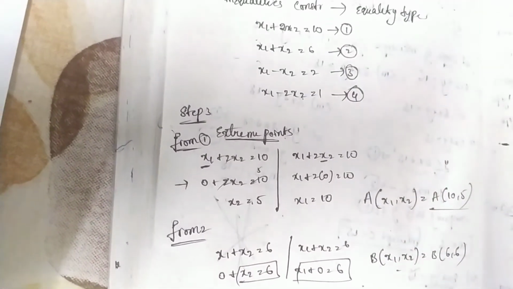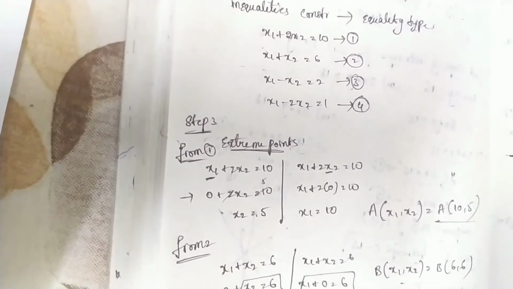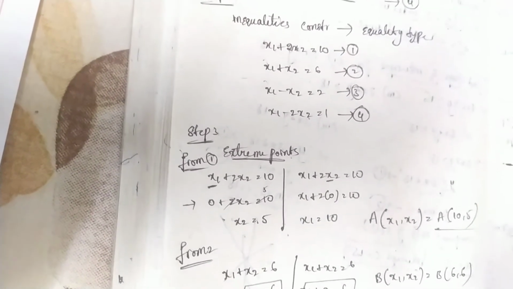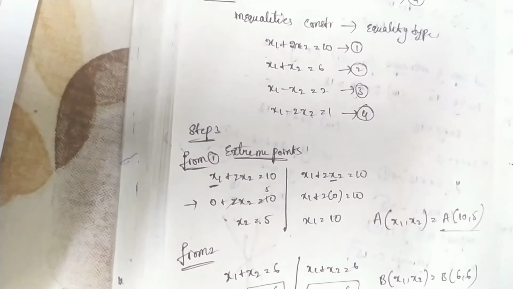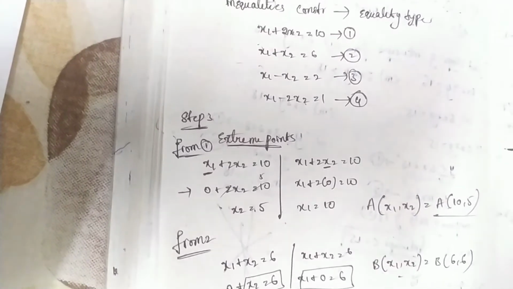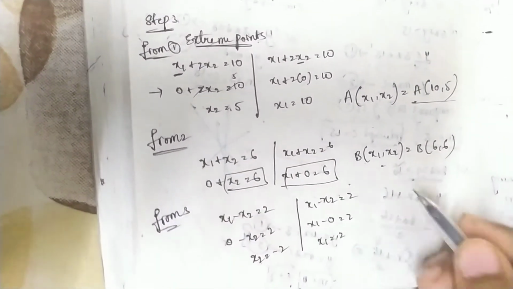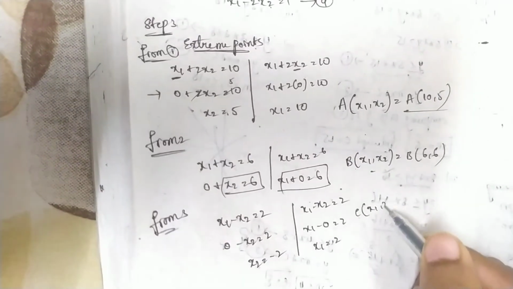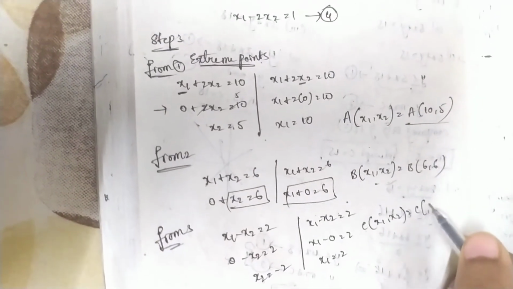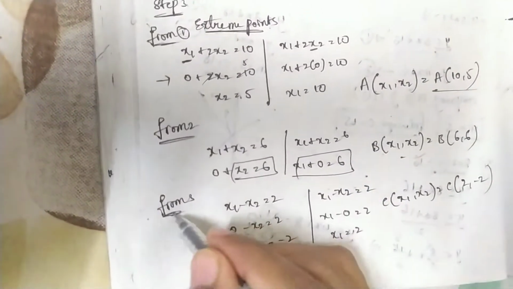From equation 3, x1 minus x2 equals 2. 0 minus x2 equals 2, so x2 equals minus 2. And x1 minus x2 equals 2, x1 minus 0 equals 2, so x1 equals 2. C of x1 comma x2 equals C of 2 comma minus 2. It is the third extreme point, from equation 3.